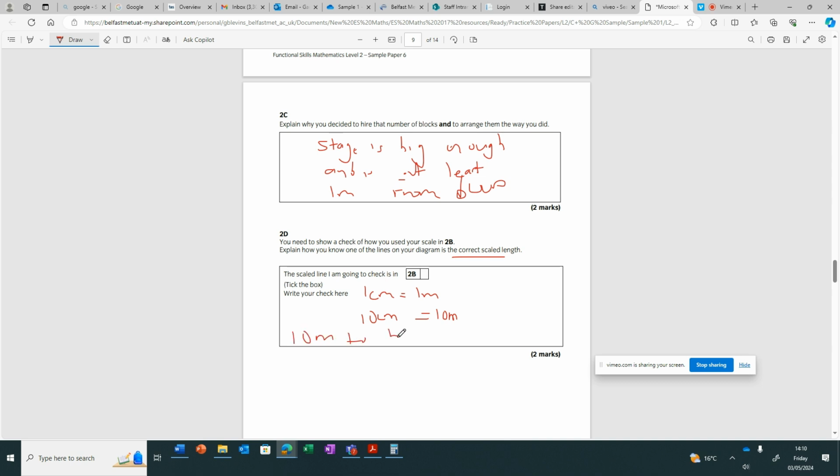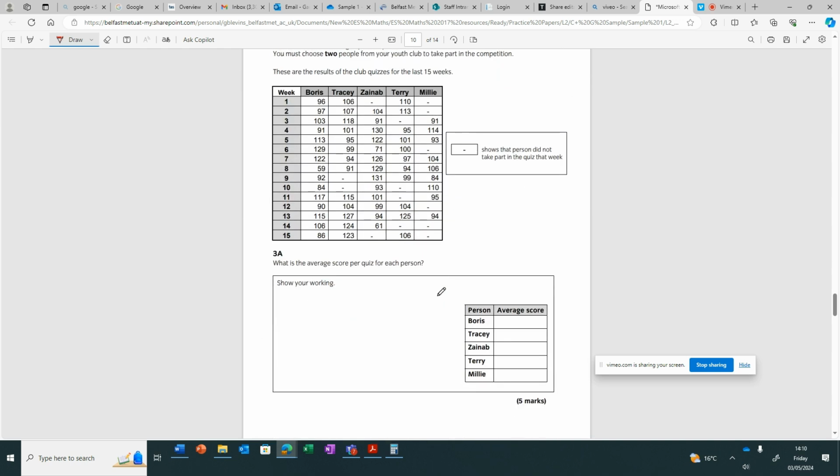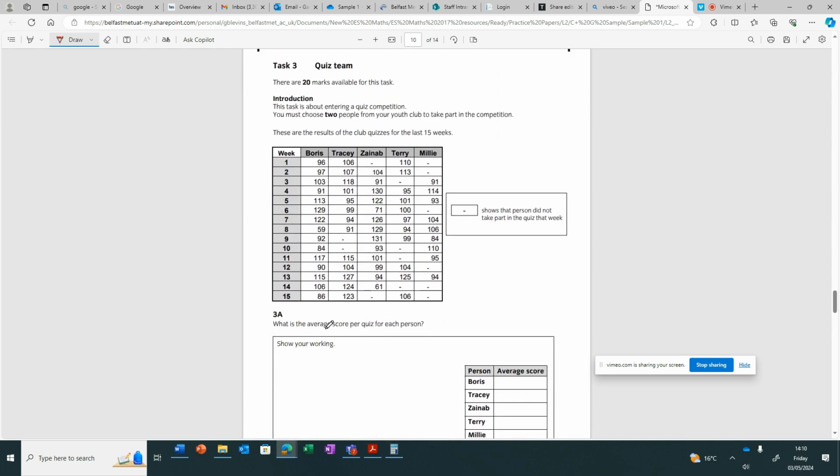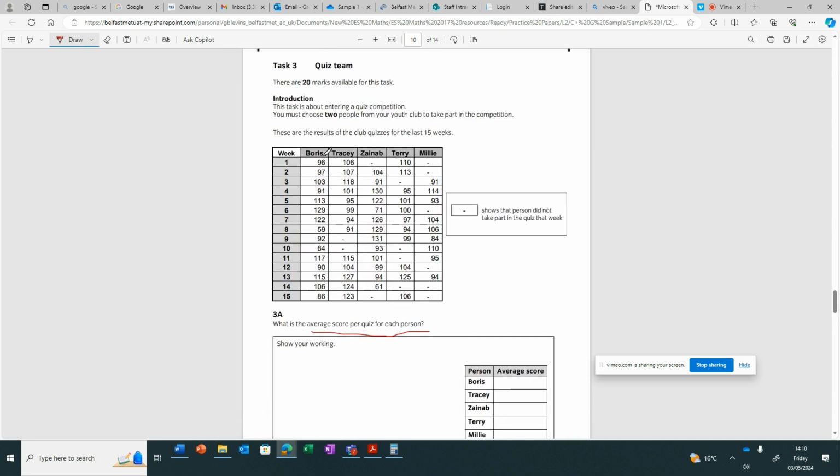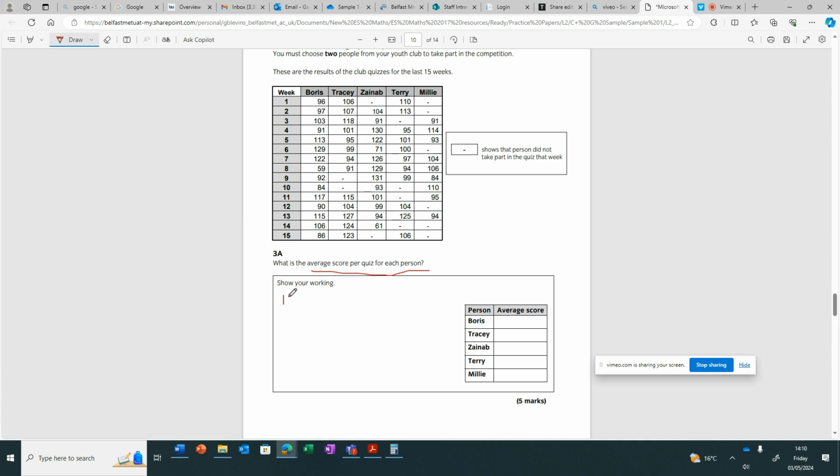Here we've got to work out the average score. I didn't say which one to use. Does it say anywhere? I'm going to use the mean. The mean is everything added up divided by how many. So if we take bars, for example, add it up, you'll get 1500 divided by 15, that's the number of things you have, and you'll get 100.